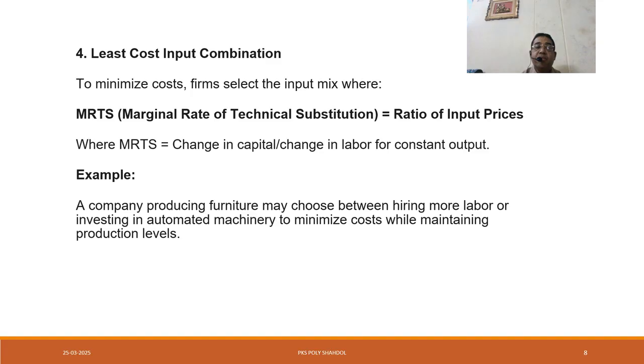MRTS, marginal rate of technical substitution, means how much marginal amount you set for changing the labor for unit constant output. For example, a company producing furniture may choose between hiring more labor or investing in automated machinery to minimize cost while maintaining production level.